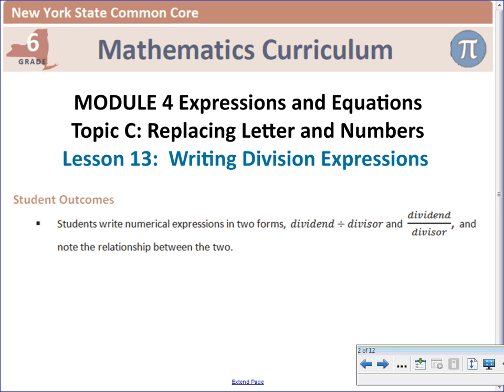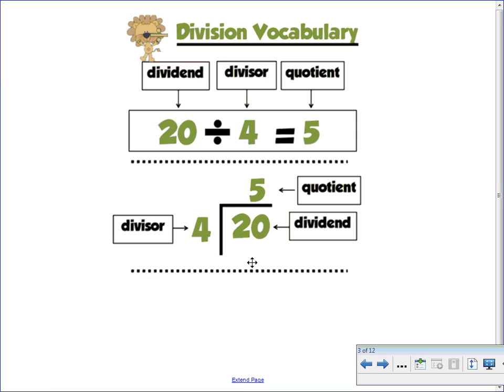Hi, today we're working on Module 4, Lesson 13, writing division expressions. We wrote addition, we've written subtraction, we've written multiplication. Division was feeling left out, so today we're going to look at division expressions. Let's start by reviewing some division vocabulary.